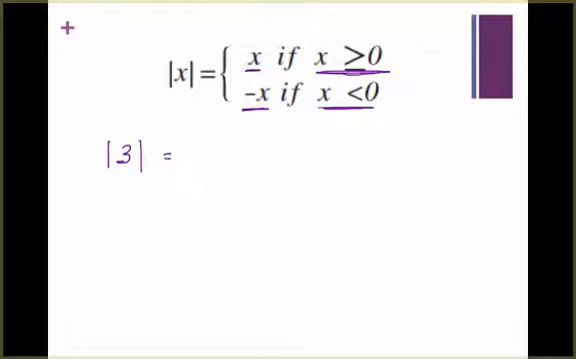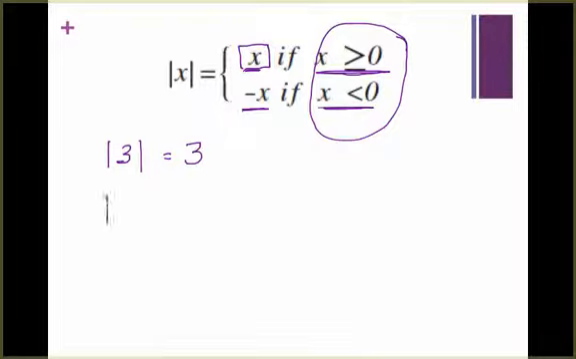Well, remember that what we're going to do is go back and look at our constraints here on the end, and we're going to see, is our x number greater than or equal to 0, or is it less than 0? Well, 3 is greater than or equal to 0, so this says that the absolute value would be equal to the x number, which would be 3.